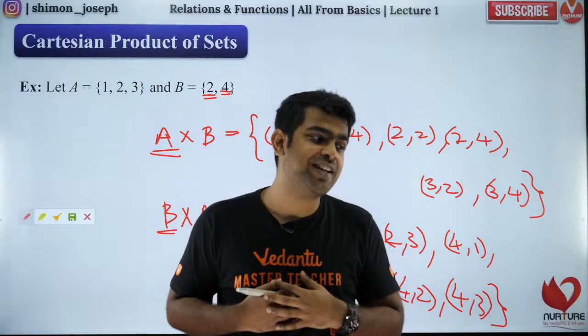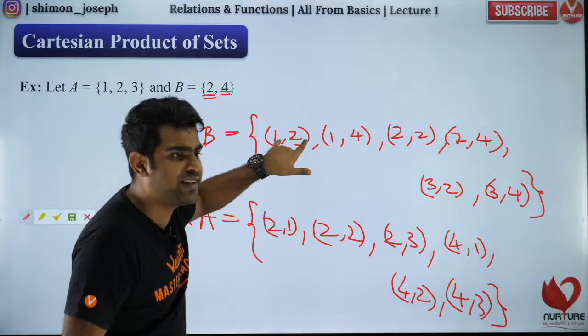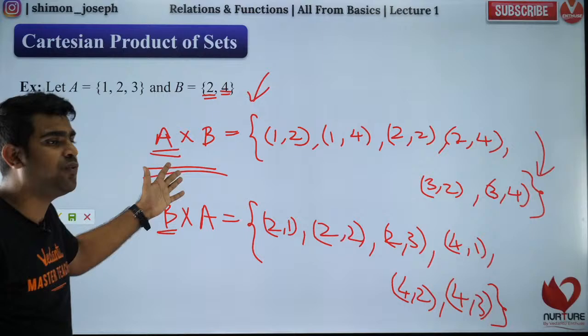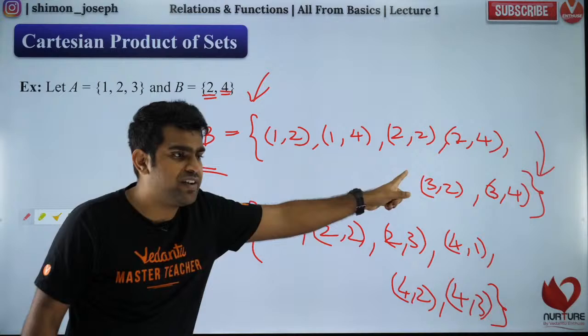See, ordered pairs, you put brackets like this, Sashidhar. And once you write all the ordered pairs, you need to enclose it in curly brackets, because what is A cross B? A cross B is itself a set. So that is a set which I have written. Got it? Everybody cool with it? So shall we move forward?